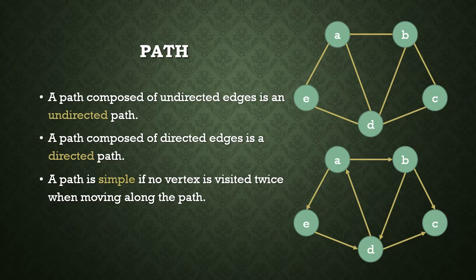Come to the directed graph. I am making a path from A to D. So I go from A to B, then from B to D, then I go from D to A, then I go from A to E, then I go from E to D. So I start from A and I get at D. This is a path from A to D, but it is not simple because I have visited D twice and I have visited A twice.